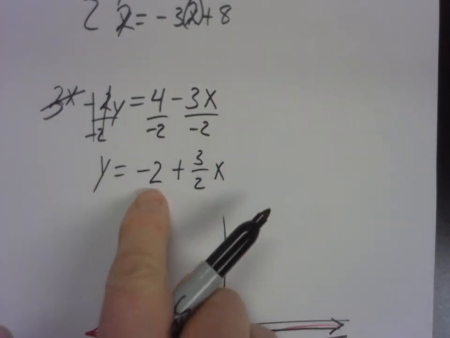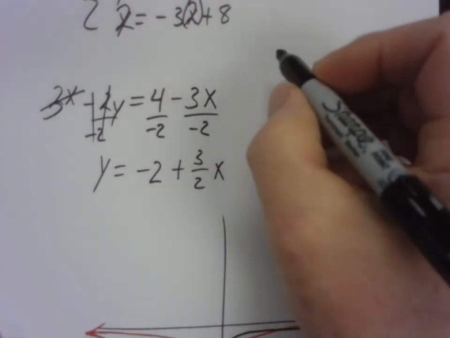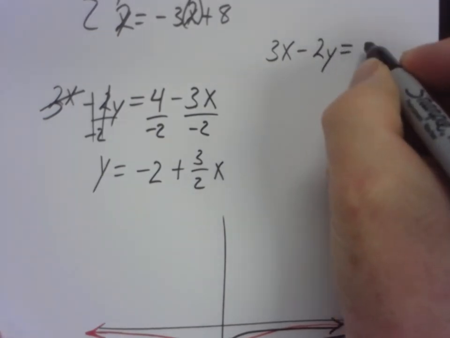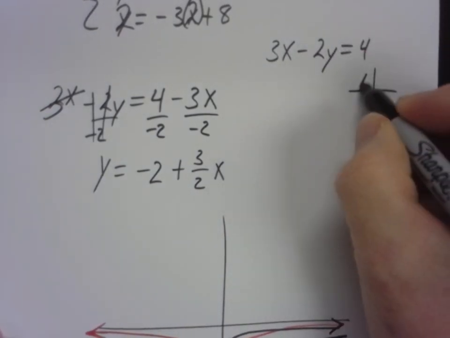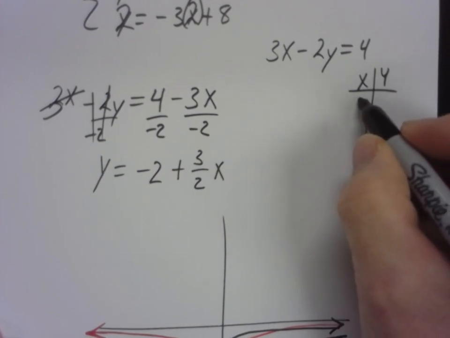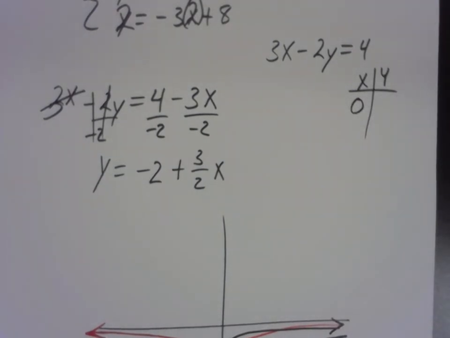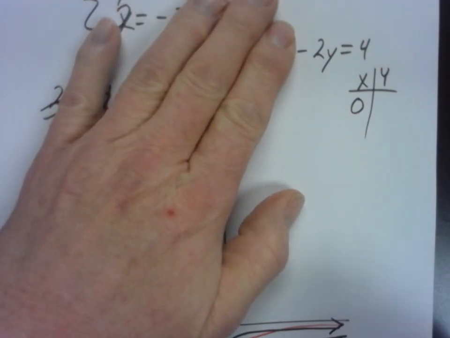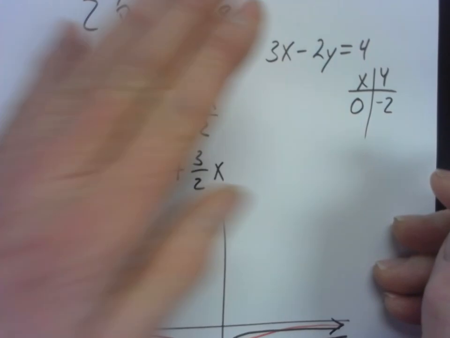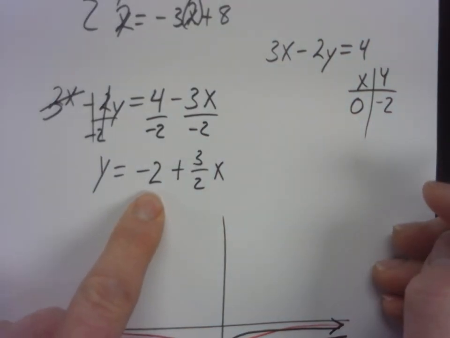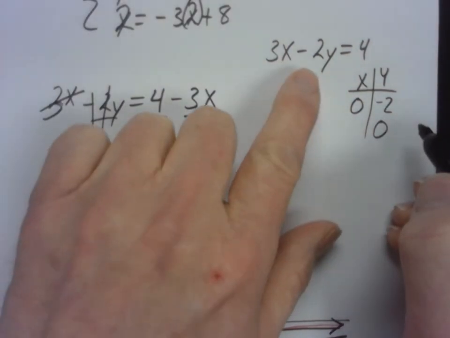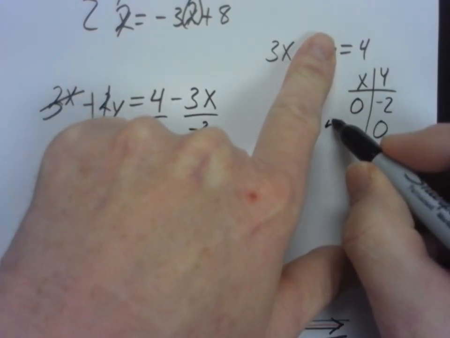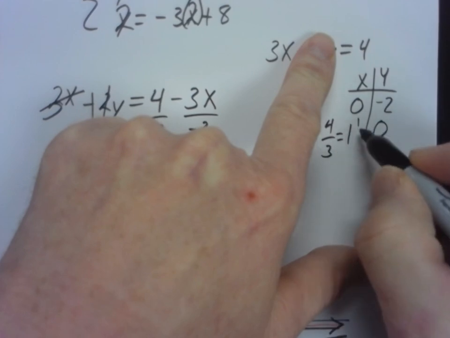So we can solve for y so that we can see what's going on. We can see the y-intercept. We can see the slope. Now, you don't have to. You can simply do this. Hey, if x is 0, 3 times 0 is 0. That term doesn't matter. Negative 2. There's the y-intercept, which is what we got, right? And then if y is 0, x would equal 4 divided by 3, which is 1 1/3.